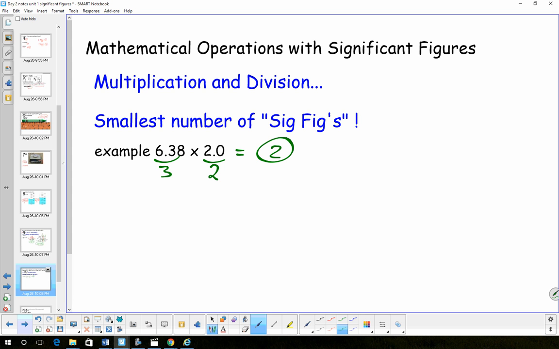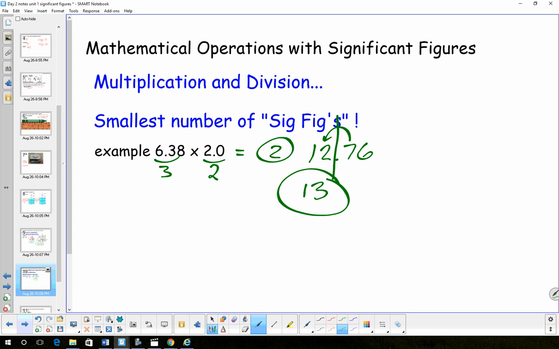Okay, calculator throw gave me 12.76. I don't report that. What do I report? I can report 2 significant figures. What am I going to report? 13. Because I cut it off here, I look, I need to round up, and I end up with 13.